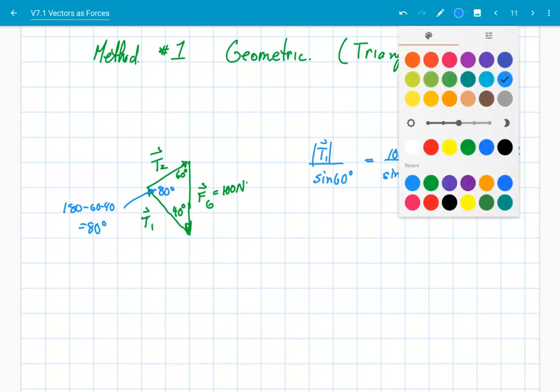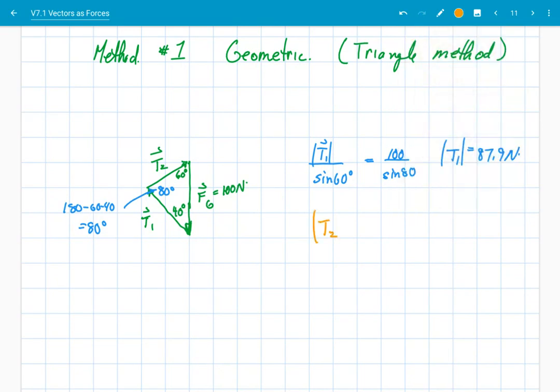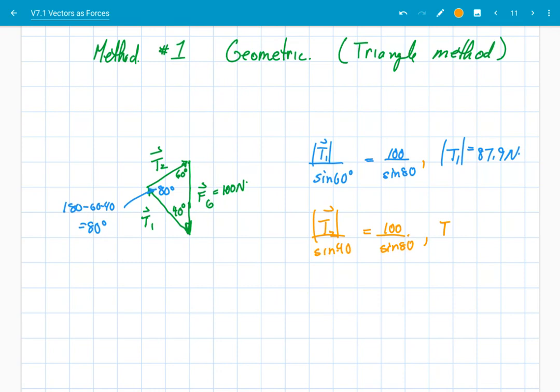To get magnitude of tension 2, that's over the sine of 40, which is equal to 100 over the sine of 80. And you work out the sine law, you get a magnitude here of 65.3 newtons, and the question is done. This is method 1. Works for 3 forces because you can always draw a triangle. 3 forces in equilibrium will always form a triangle.